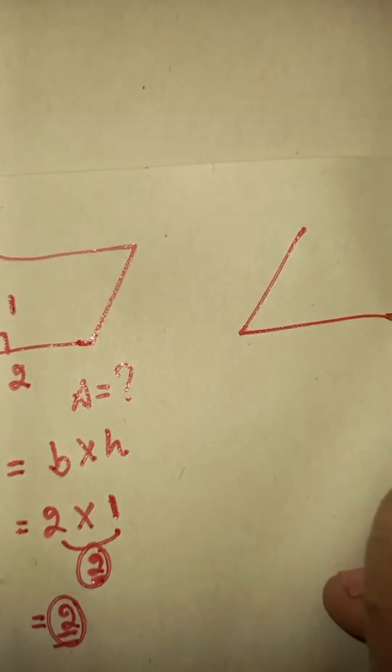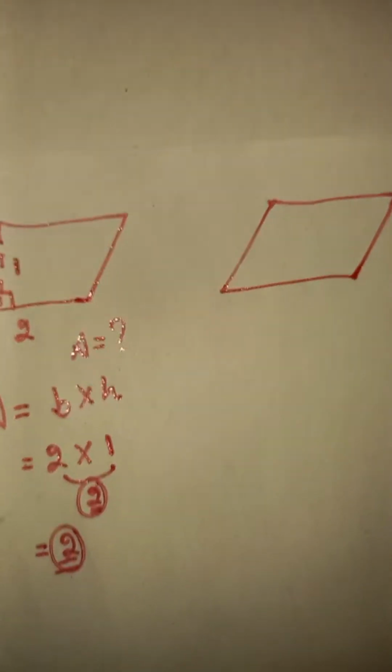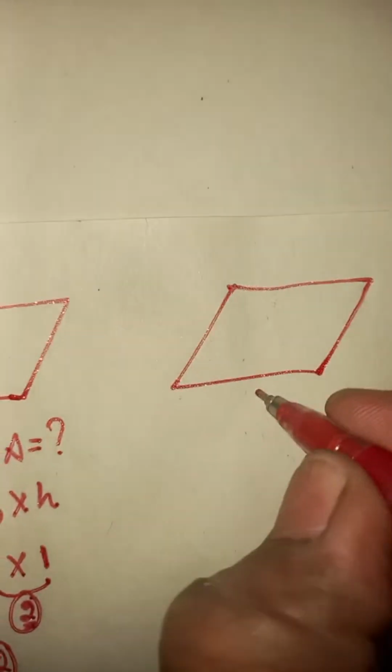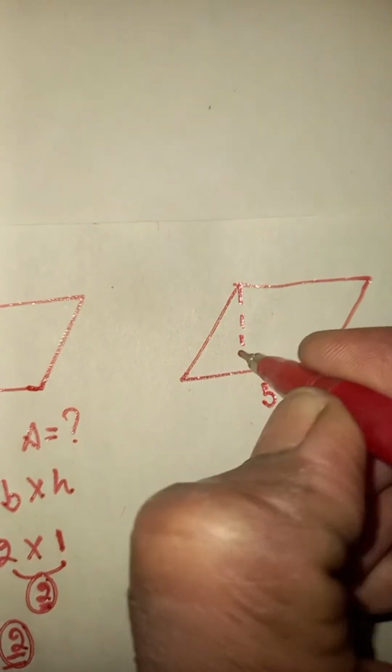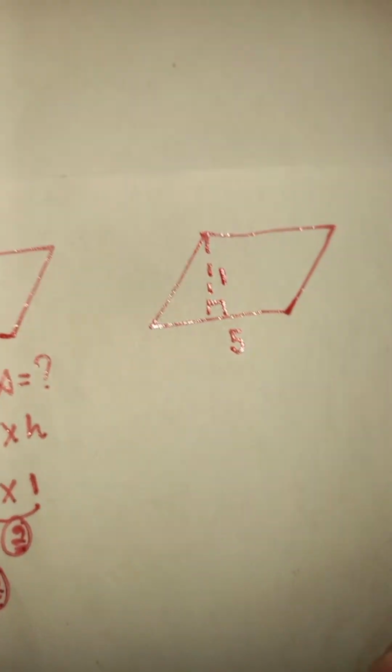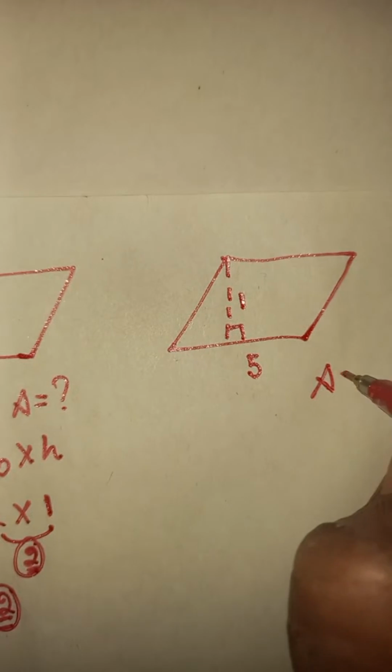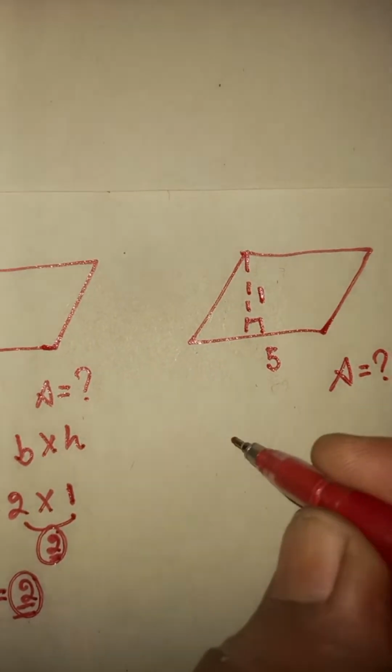2 times 1 is 2 square units. In this parallelogram, they have given the base length as 5 units and the perpendicular height as 1 unit. You need to find out what's the area of the parallelogram. You can do it out.